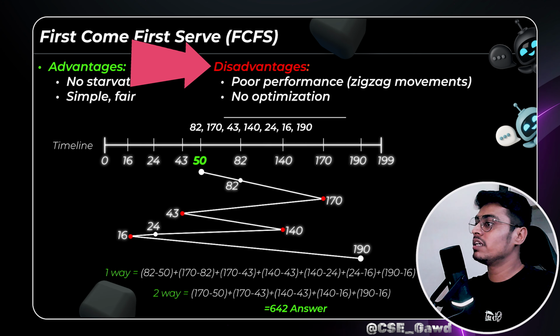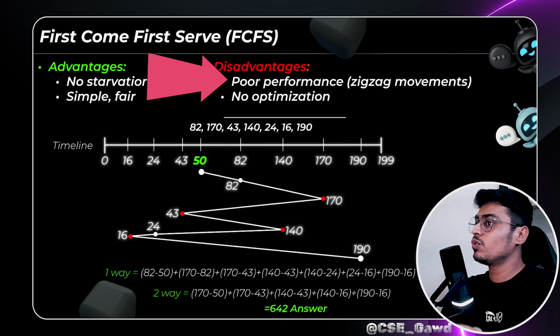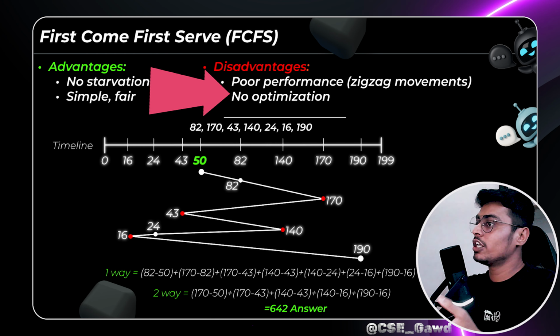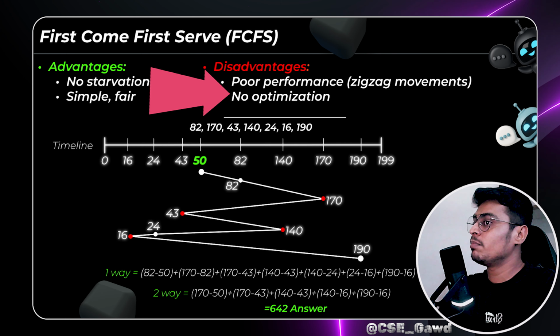Now what are the disadvantages? Poor performance due to excessive head movement. No optimization for reducing seek time. It can result in very long seek times if requests are randomly distributed.